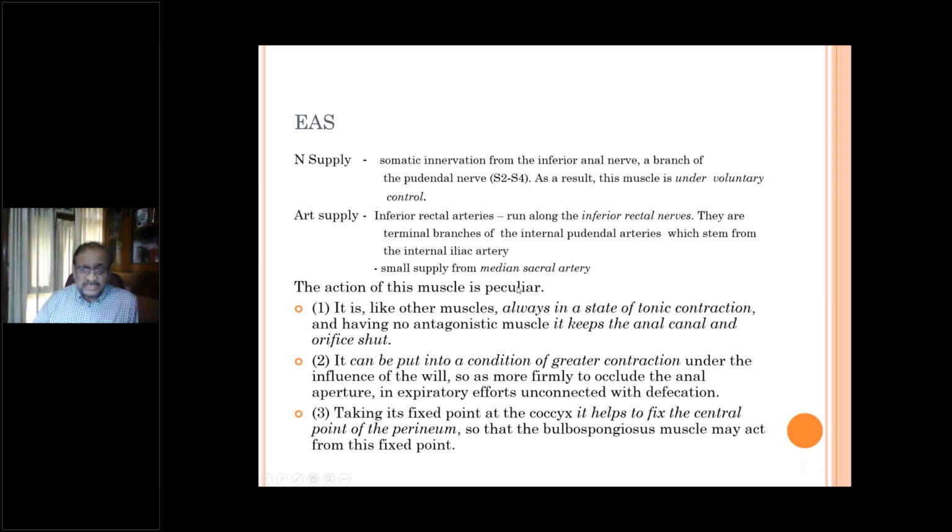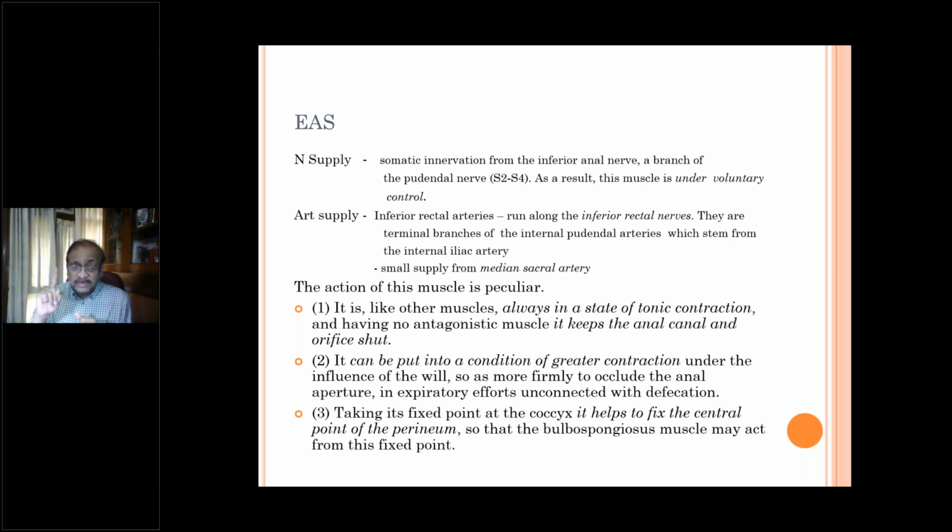The action of the muscle is slightly peculiar. In what way? It is in a state of tonic contraction. Remember, it is not relaxed at all times. Just like the internal anal sphincter, this is also in tonic contraction, but it does not have any antagonistic muscle, and it keeps the anal canal and orifice shut. It keeps it shut. That's why it only relaxes when you have the willpower to do so. When you want to defecate, you defecate. How do you do that? You relax your external anal sphincter.